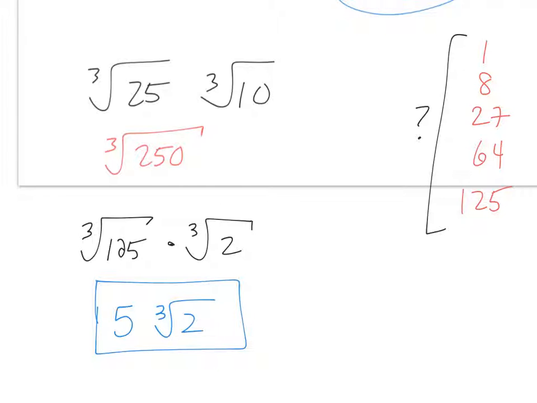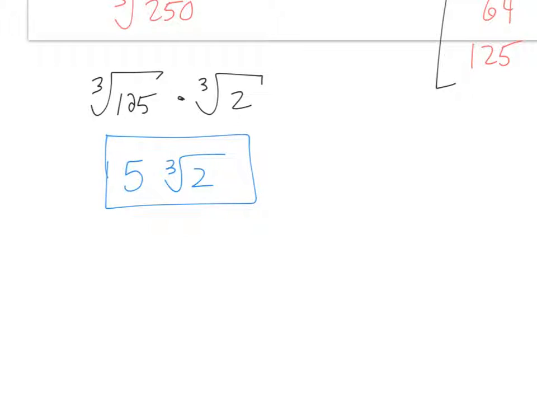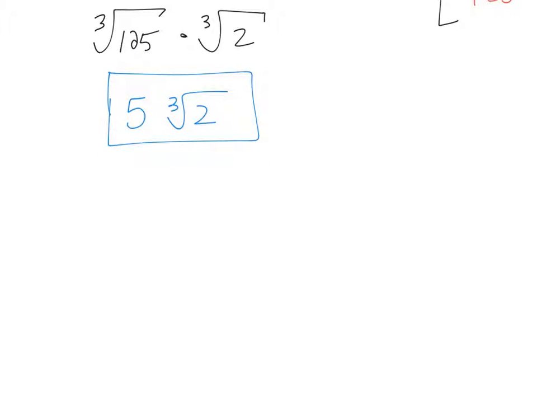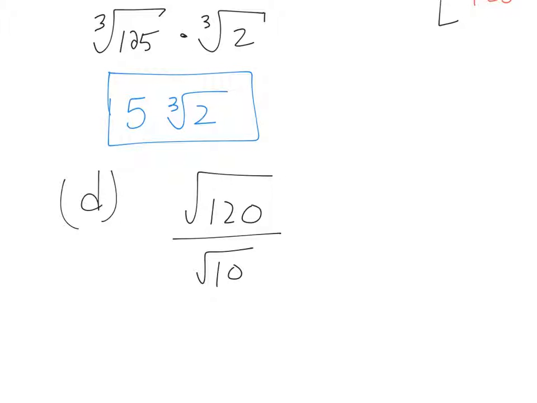Root 120 over root 10. There are definitely 2 ways to do this. You could choose either way. It's up to you. Both will work. One will be faster than the other.